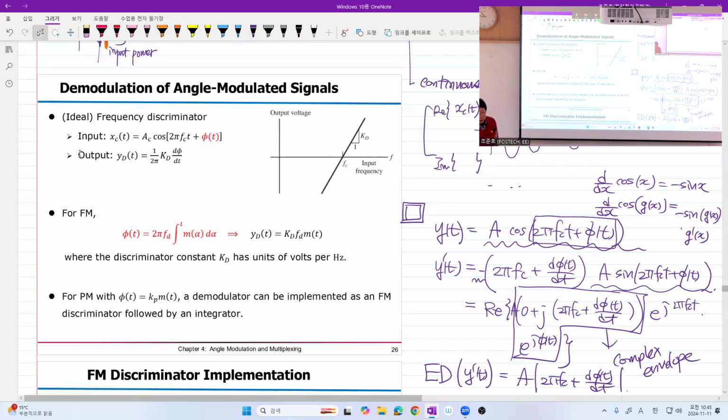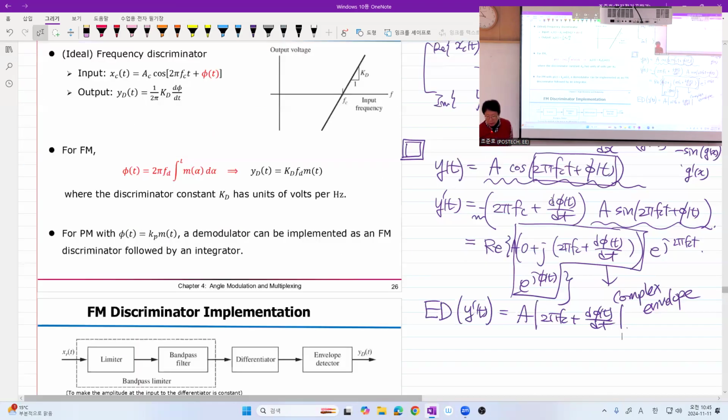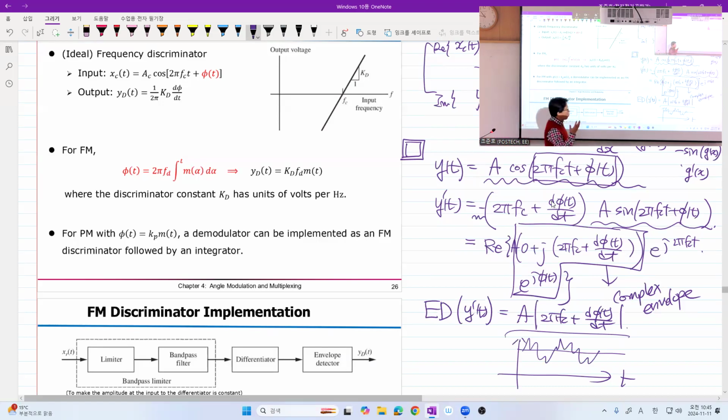So if FC, 2 pi FC is large enough, what is this one? It looks similar to something you've seen already in AM, right? In AM, if the modulation index beta is chosen smaller than 1, what happened? You have DC and your message. Same thing happens. Got it?